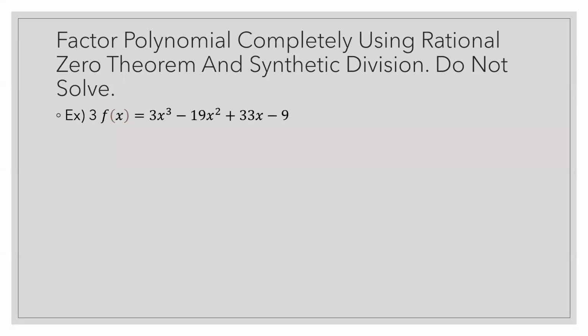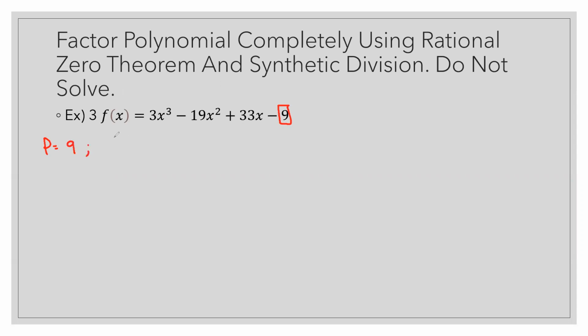Hello, this is part 2 of factoring polynomials using rational zero theorem and synthetic division. So the direction says factor the polynomial completely, you do not solve. Let's figure out our p. Our p is usually the constant and it's always positive, so it's going to be 9.